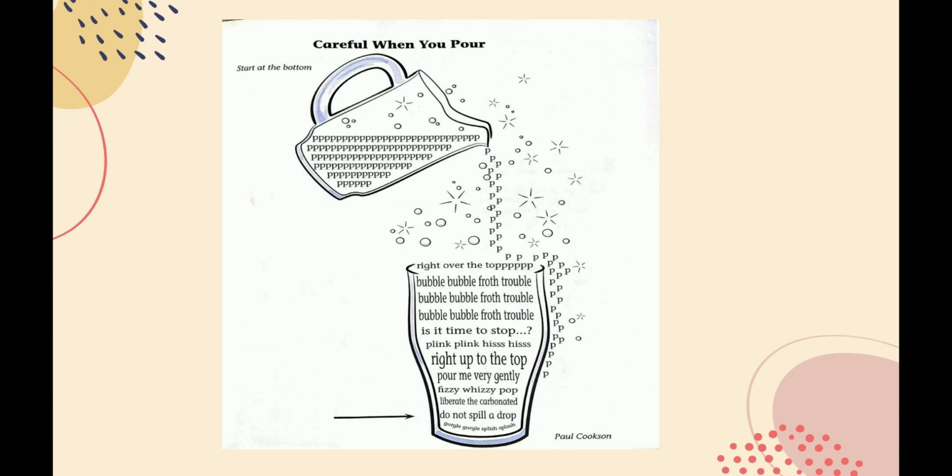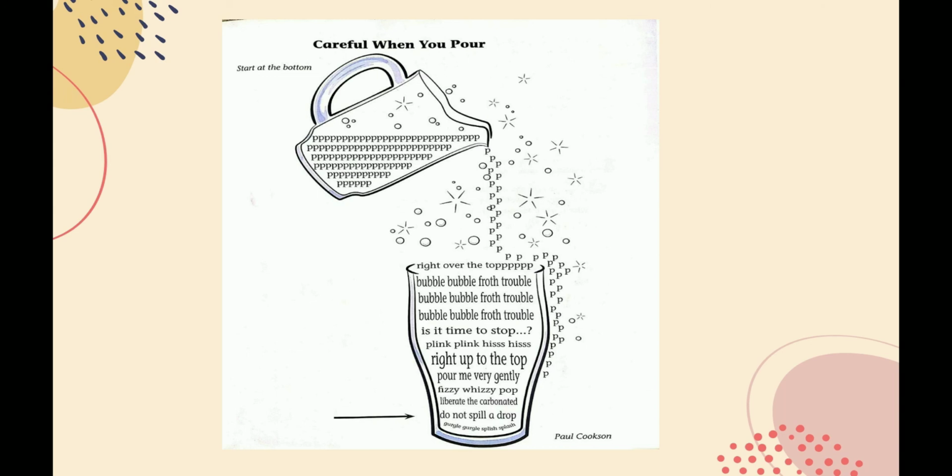The onomatopoeia used in the poem are gurgle, splish, splash, fizzy, wheezy, plink, hiss. Onomatopoeia means the sound that is being produced. So here, they are trying to produce the pouring sound. When you want to express a sound of pouring water, you use words like gurgle, splish, splash, fizzy, wheezy, okay? So this is what we understand as onomatopoeia. The rhyming words used in the poem are drop, pop, top, stop.